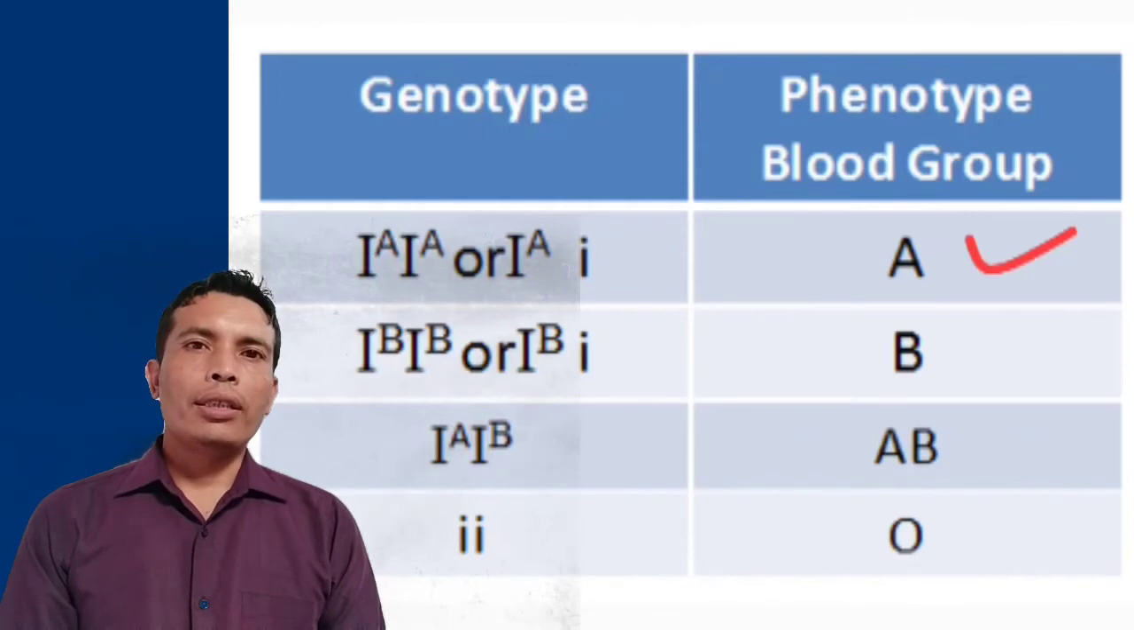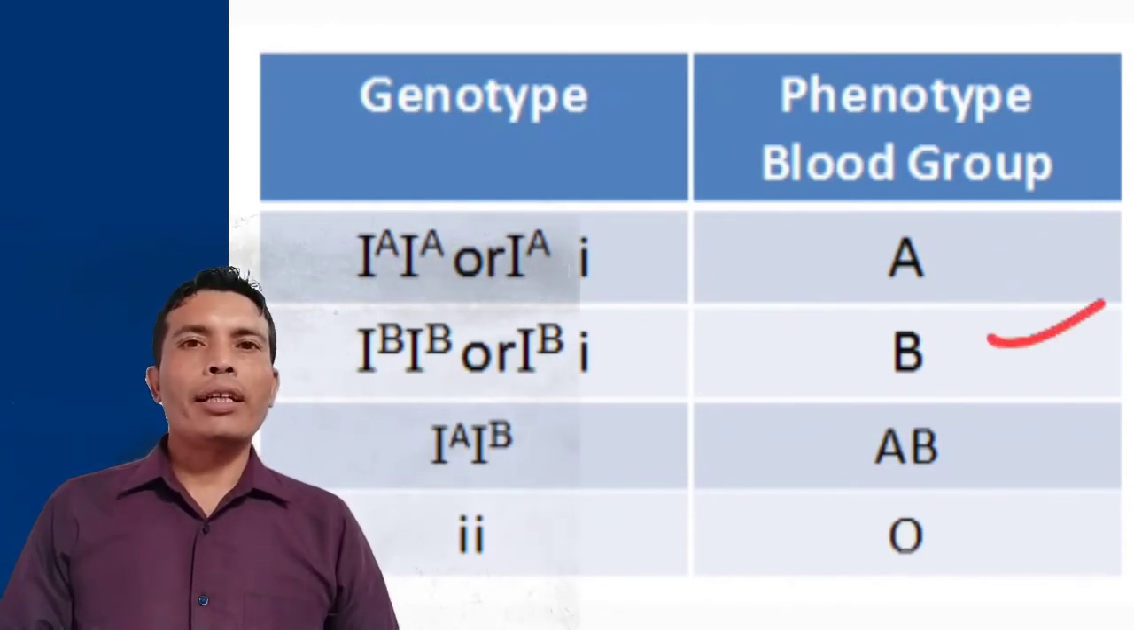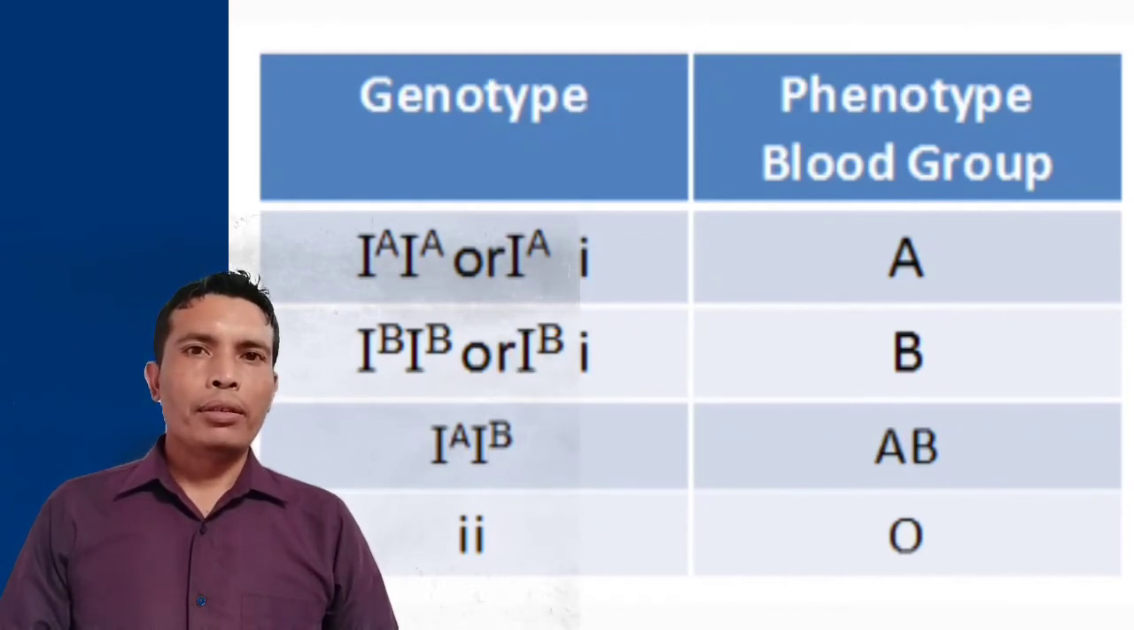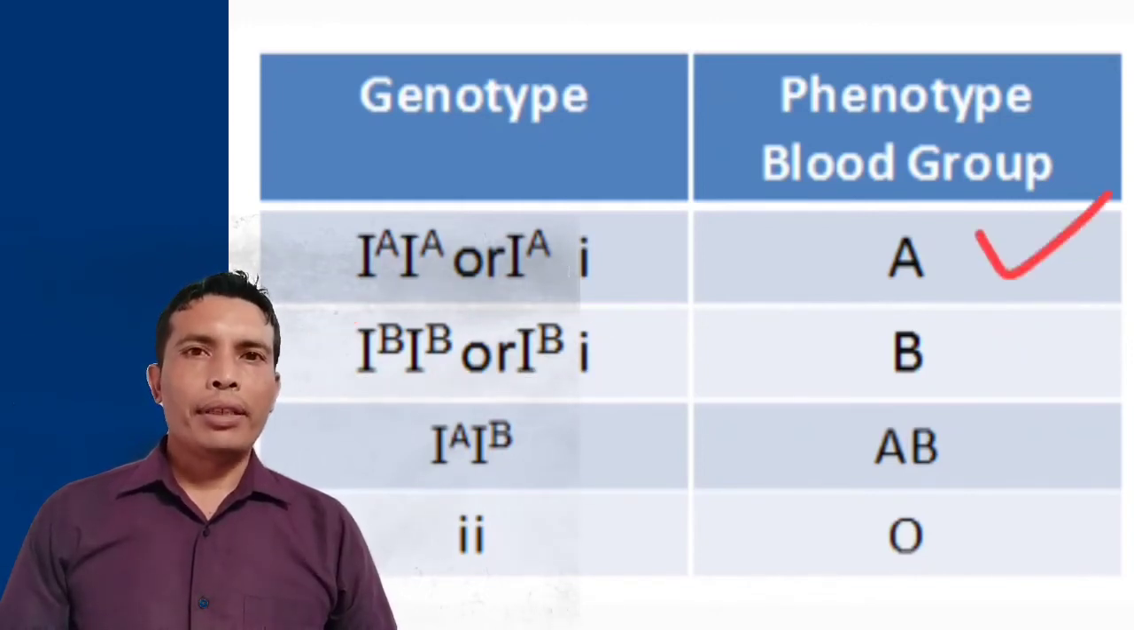If an individual is blood group A, the possible alleles may be homozygote IA IA or heterozygote IA i, because IA is dominant over i. In the same way, individuals having blood group B also have two possible pairs of alleles, IB i heterozygote or IB IB homozygote. Those who have blood group AB will always be heterozygote IA IB, right?